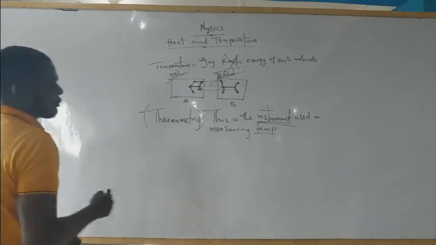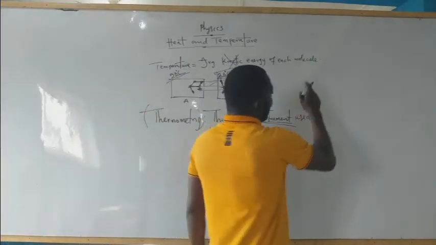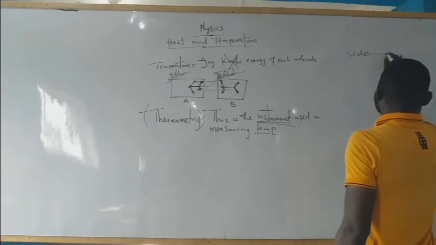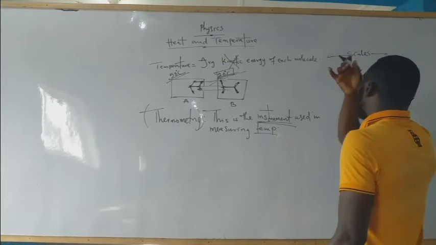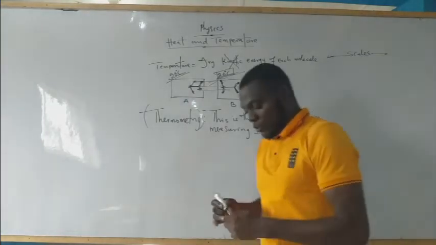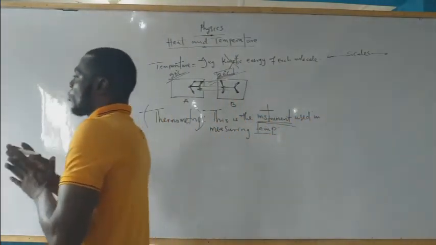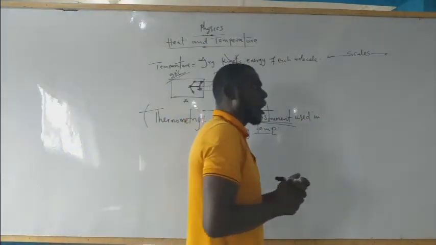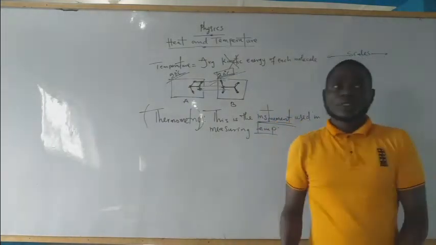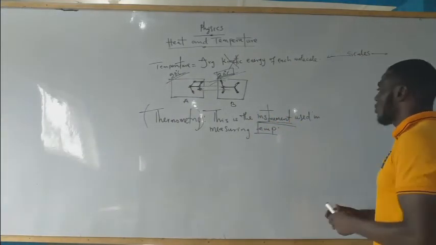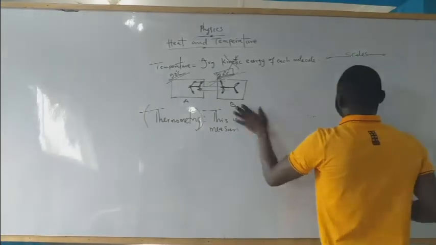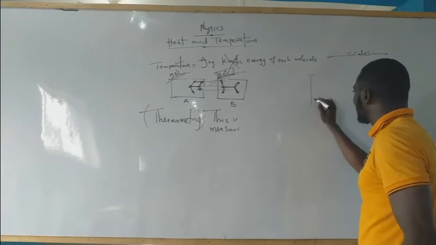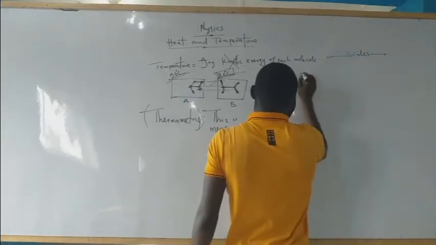We have scales. Scales of temperature. Basically, there are 3 scales. We have the Fahrenheit scale, we have the Kelvin scale, and we have the Celsius scale. Okay? So let's look at the difference between the 3 scales.